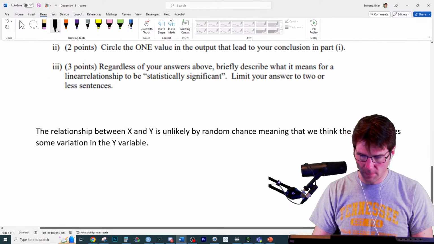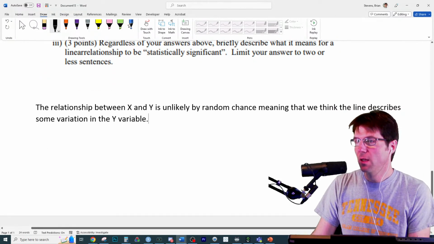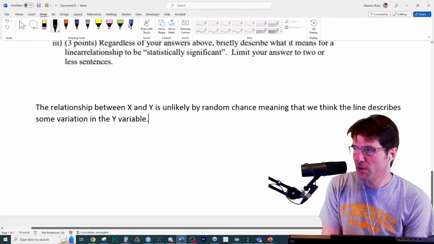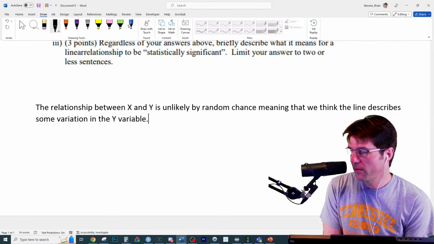It's kind of a good answer right there. It means we think something's going on. It means the relationship between x and y is unlikely by random chance, meaning that we think the line describes some variation.